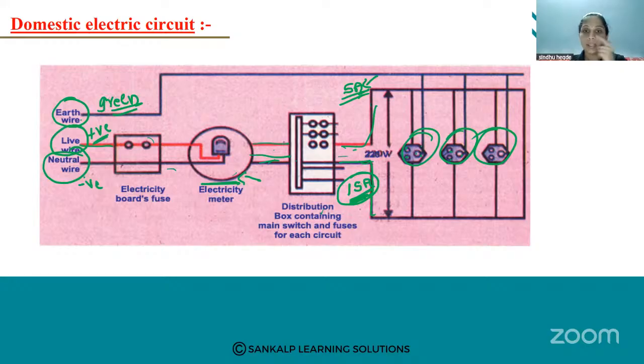For example, fridge, geyser and washing machine all work under the maximum current, or utilize the maximum current. So that's why every household contains 2 circuits. One is a 5 ampere circuit and another one is a 15 ampere circuit. Okay, what is the potential difference? That is 220 volts.